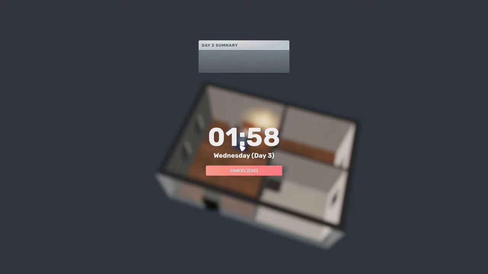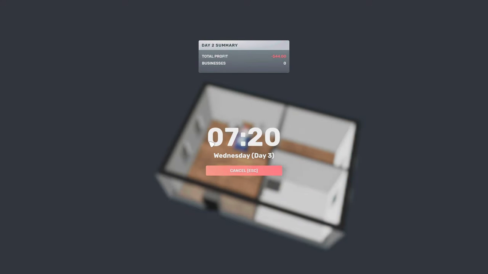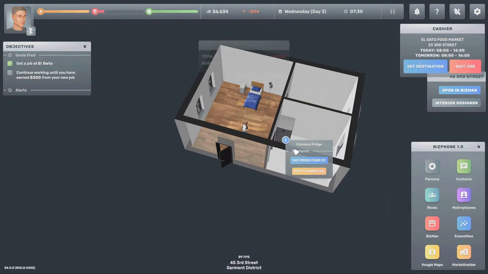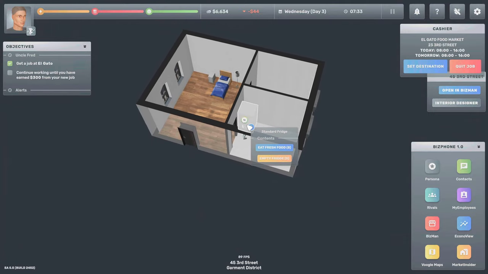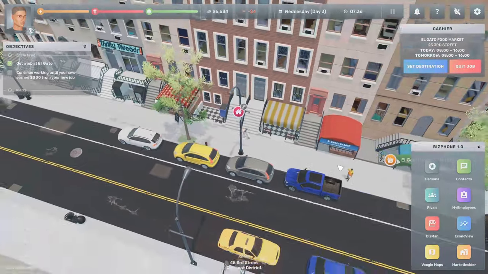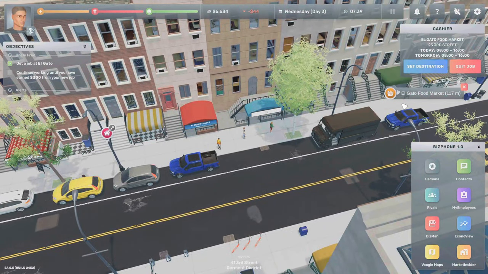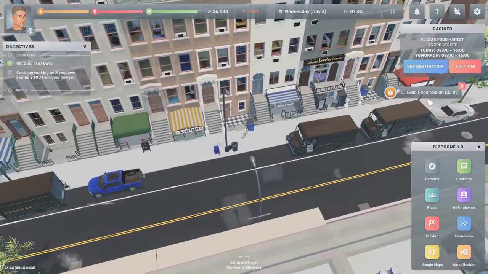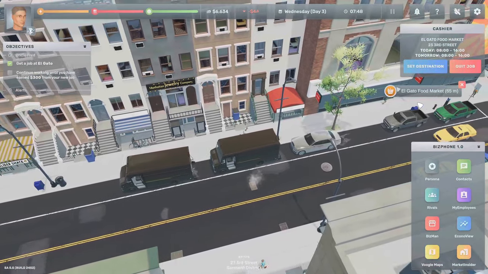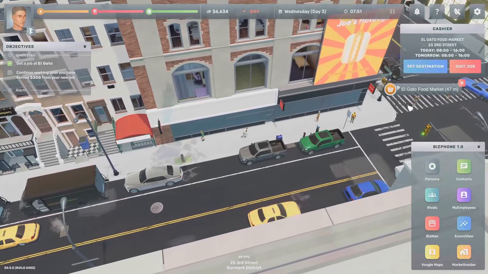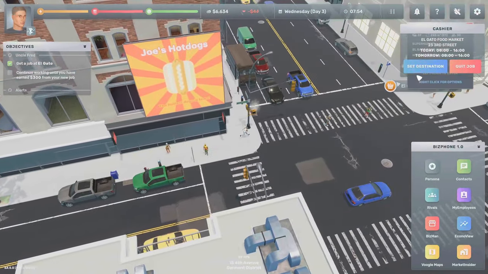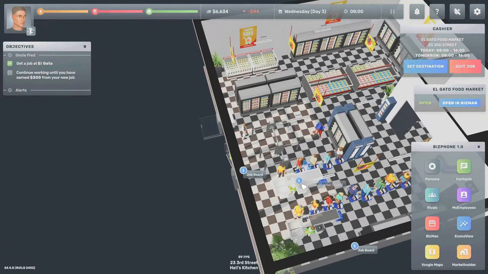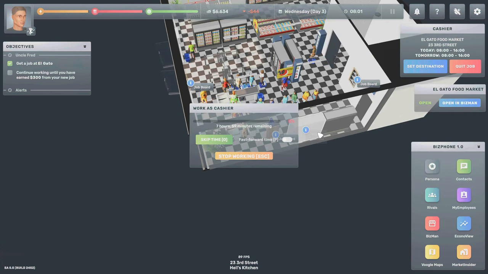Alright, we are sleeping until... minus $44. Until 7:26 a.m. Oh wait, we need to set food. Here we go. And then set destination. Let's go. We need to work currently. Elgato. And start working. Came in early.